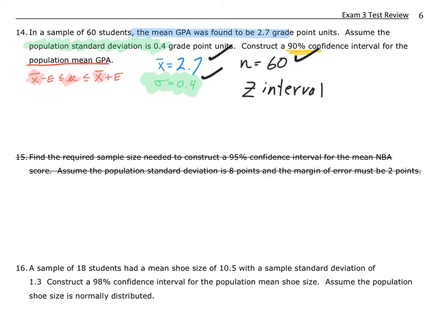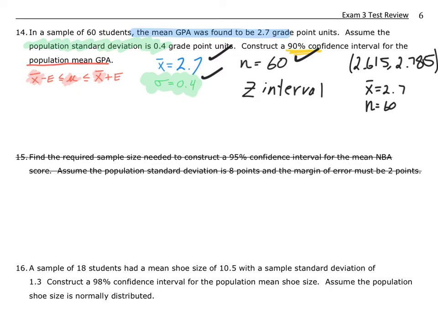When I do all that, I press calculate, and I get output that looks just like this. I get a parentheses of 2.615, comma 2.785. I rounded up that last digit there. I get that x bar is equal to 2.7. That's good. That matches. And I get that n is equal to 60. So what that tells me, this is my confidence interval.